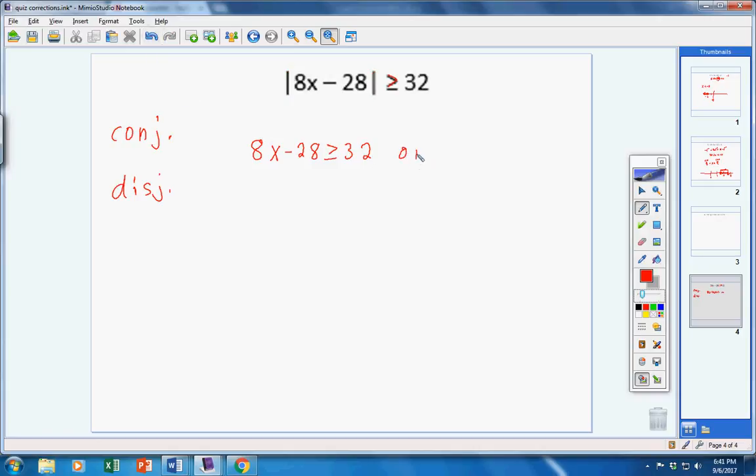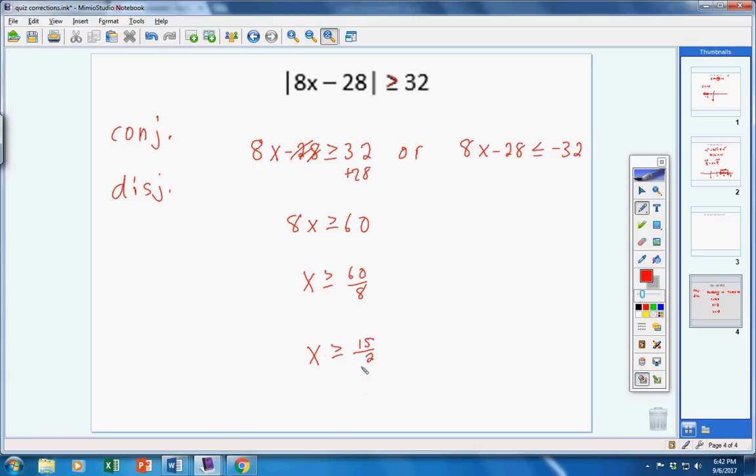Then you put the word or. Then you write this again over here. Only you do a couple things, okay? You turn the arrow and you change the sign of this one number right here. And that's it. Now we're ready to solve. Bring your 28 over and make it a positive 28. And you get 8x is greater than 60. Divide both sides by 8 and you get 60 over 8. And when you reduce that, you get 15 over 2.